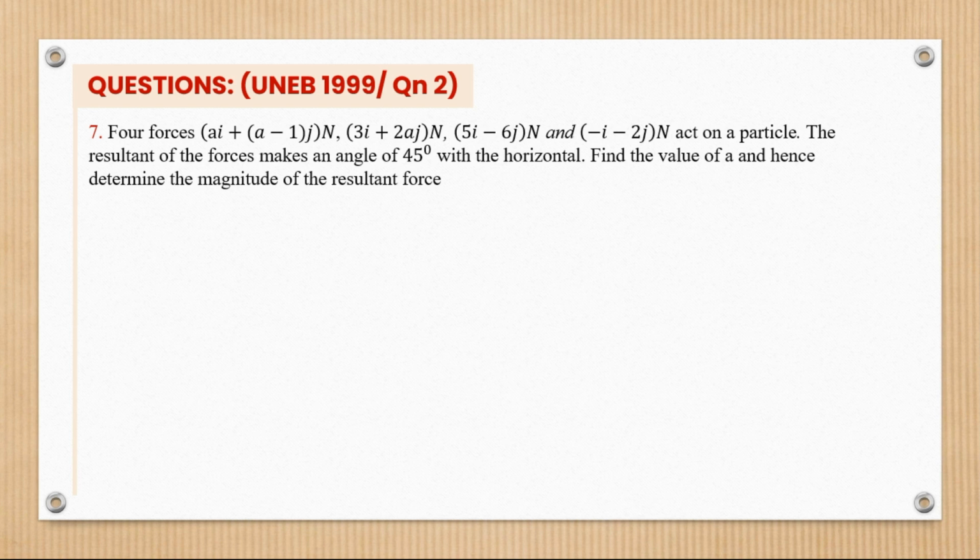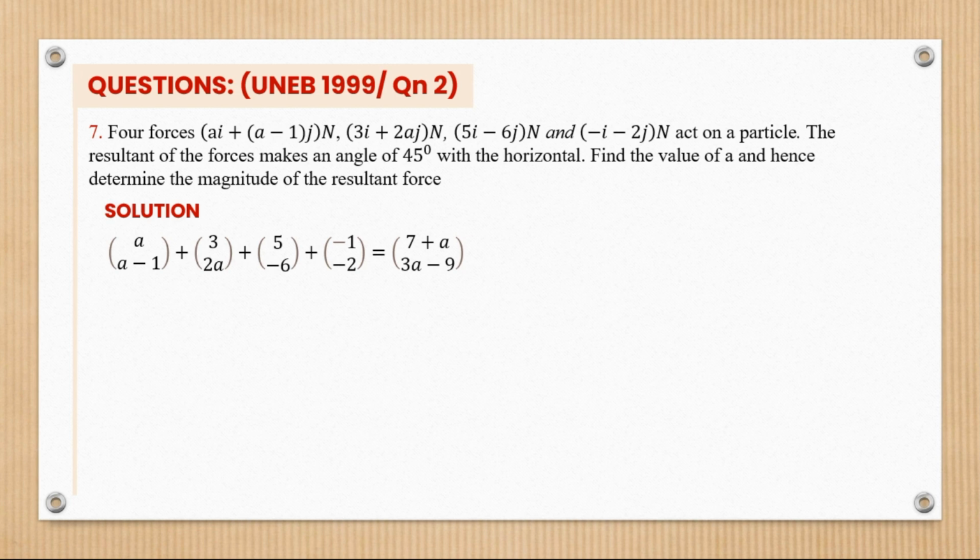So in this case, we've already been given the direction. As you can see, we already have 2-dimensional vectors. We are being told to find the value of A and to determine the magnitude of the resultant force. So what are we going to do? Alright, let's solve this. First of all, I'm going to total up everything to get the resultant force. If I sum up everything, I'll have 7 plus A and 3A minus 9. So this shall be my resultant force with the unknown value A.